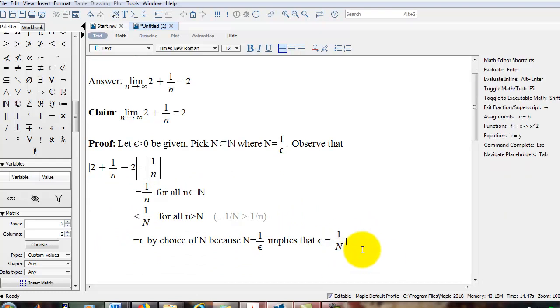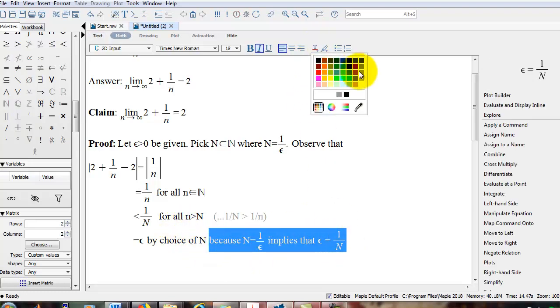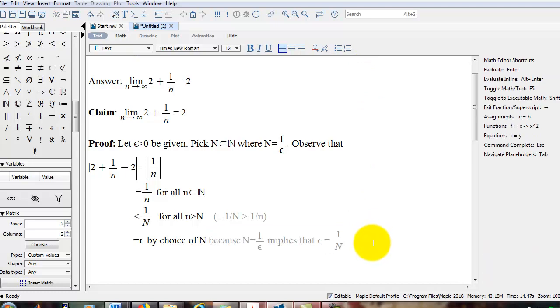Okay, so we can put that in by choice of capital N, because N equals 1 over epsilon implies that epsilon equals 1 over N. You could even gray that out. That was a bit of overkill. We really didn't need to say that, but sometimes the first time through these proofs, it's really good to convince yourself everything is on the right track.